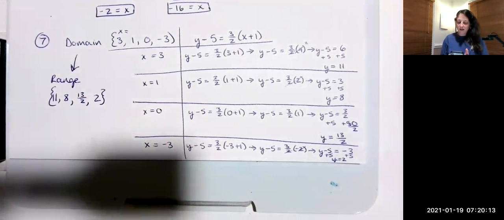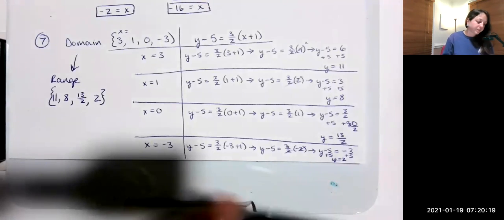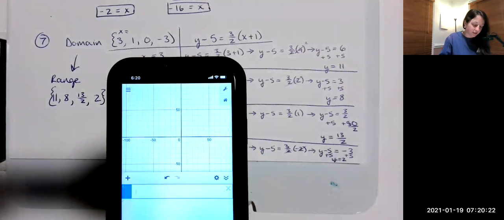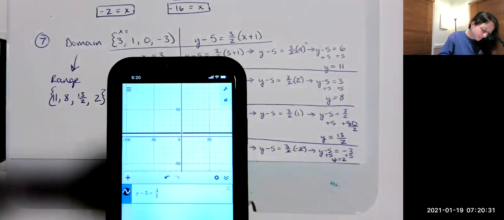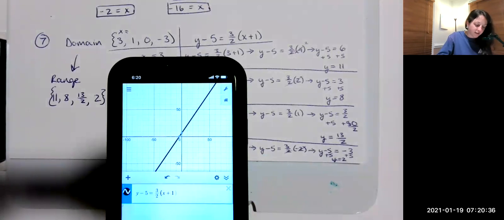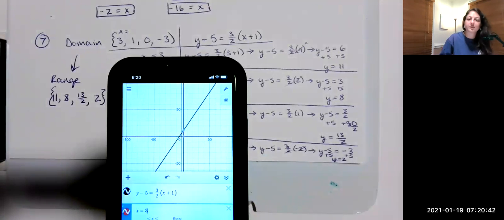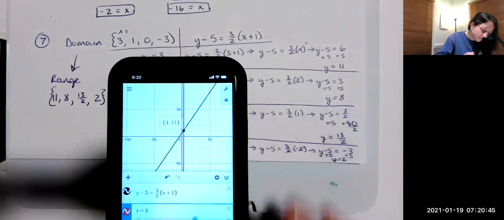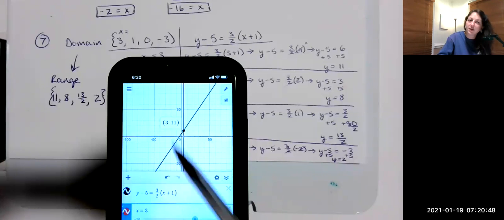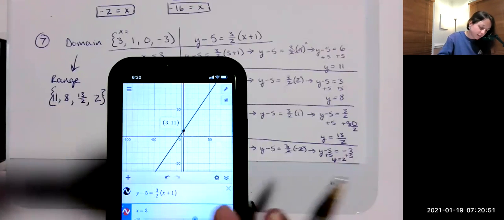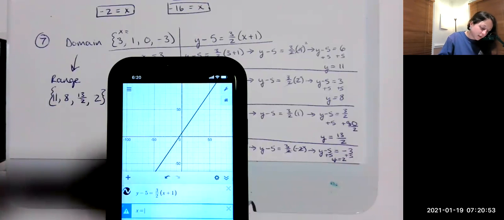Now, yet again, I'd like for you to meet my friend, check your answer in Desmos. So, watch this. Y minus 5 equals 3 over 2, parentheses, x plus 1. Now, if I do this correctly, I can tell it x equals 3. And when x equals 3, oh, look at that, 3 comma 11. There we go. All right, next, 1.